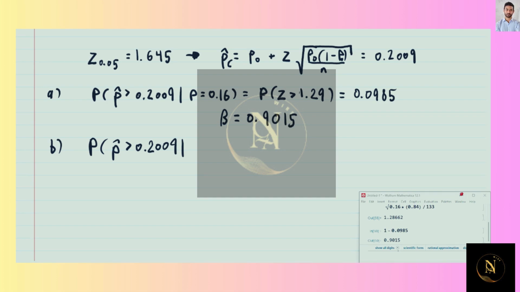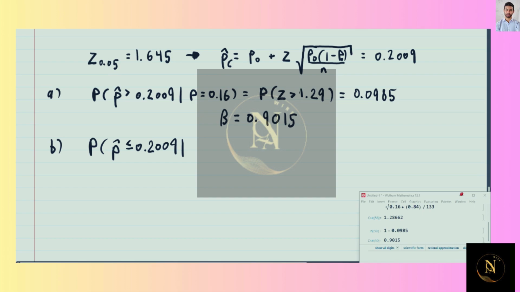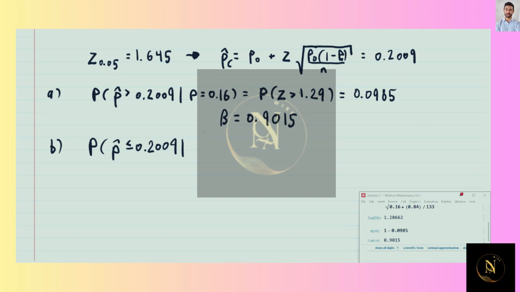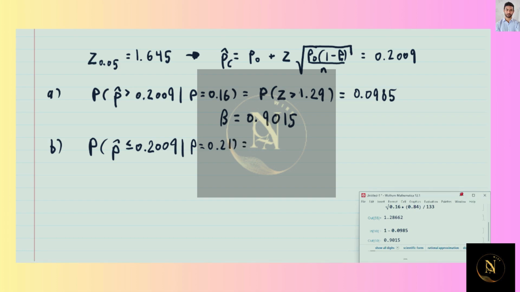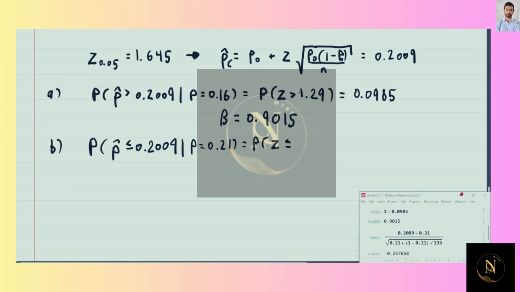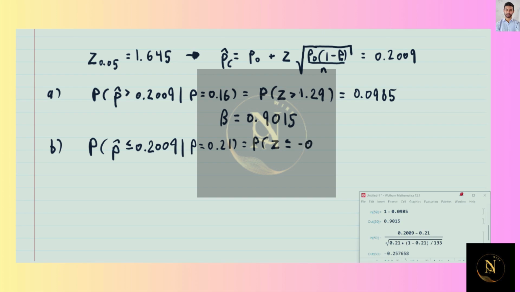And then continuing on for part B, if we wanted to get beta, it would be the probability of a sample proportion less than or equal to 0.2009. In other words, the probability of not being in the critical region, given that p is actually 0.21. So again, we calculate a z-score and get the probability. The z-score is 0.2009 minus 0.21 divided by the square root of 0.21 times 1 minus 0.21 divided by the sample size, 133. So this is going to be the proportion of the standard normal distribution to the left of roughly negative 0.26.